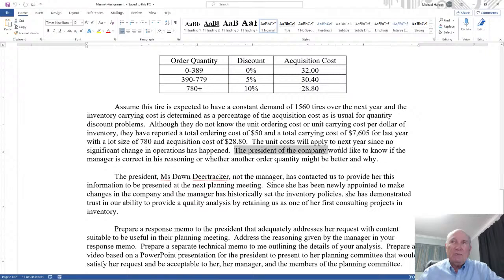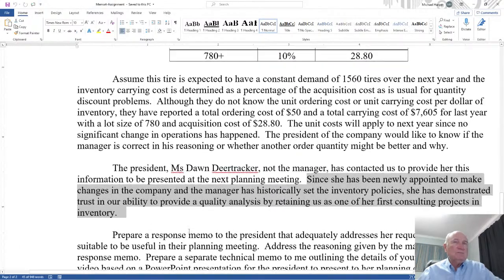The president of the company would like to know if the manager is correct in his reasoning or whether another quantity might be better and why. The president, Ms. Dawn Deertracker, not the manager, has contacted us to provide her this information to present at the next planning meeting. Since she has been newly appointed to make changes in the company, and the manager has historically set the inventory policies, she has demonstrated trust in our ability to provide a quality analysis by retaining us as one of her first consulting projects in inventory. Make this a little bigger.